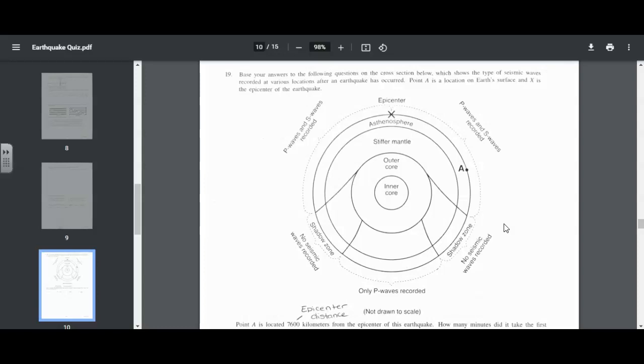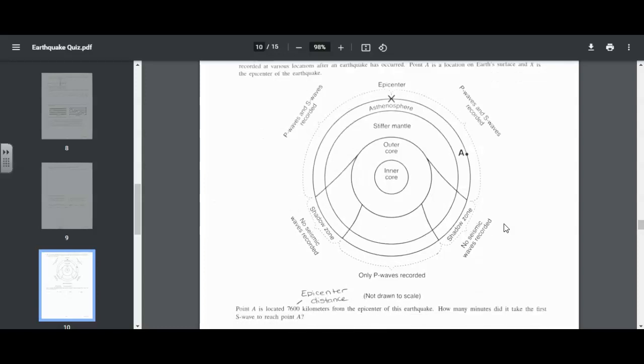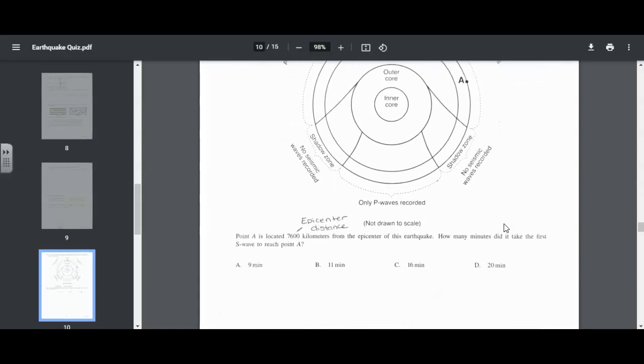Number 19. So you're going to base your answer on this cross-section below. It shows the type of seismic waves recorded at various locations after an earthquake has occurred. Point A is a location on the Earth's surface, and X is the epicenter of the earthquake. So it's saying point A is located 7,600 kilometers from the epicenter of this earthquake.